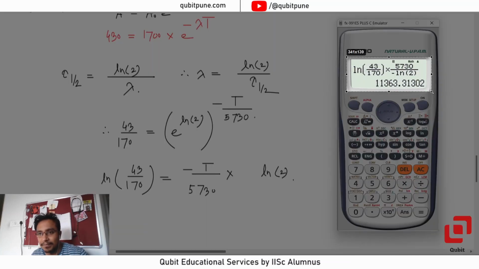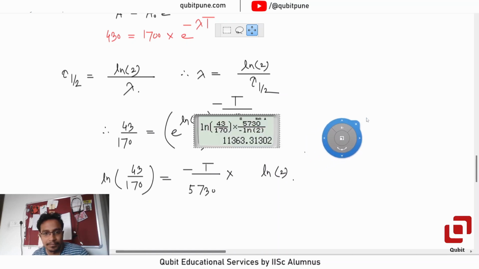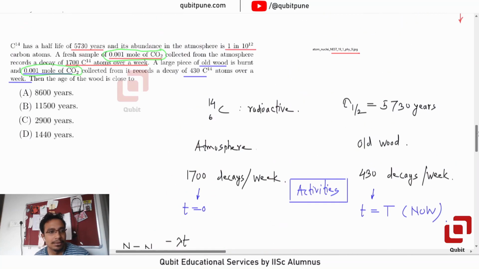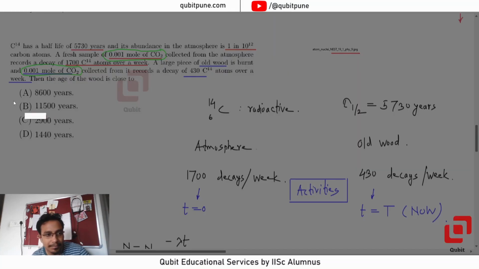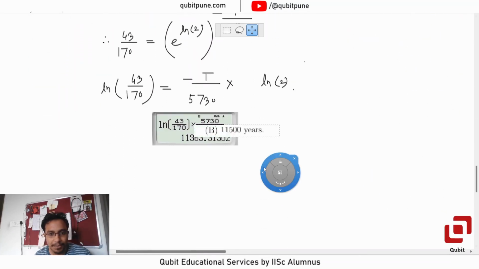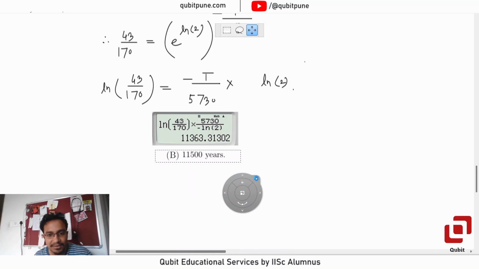11363. Okay, 11363, option B. That is the closest, right? That is the closest. So the estimated age of that wood sample is around 11,500 years.